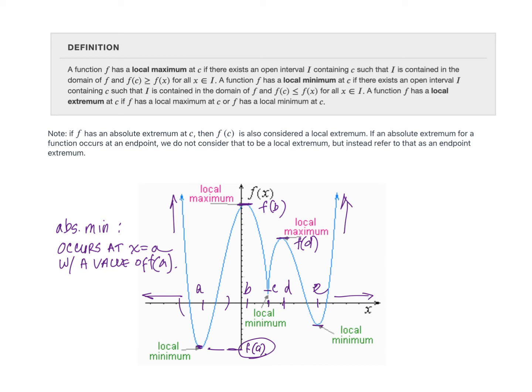So if a function has an absolute minimum or an absolute maximum at a point, it's also considered a local maximum or a local minimum, all right? The absolute extrema are also considered local extrema. If an absolute extremum happens at an endpoint, though, we do not consider that a local extremum. Instead, we consider that to be an endpoint extremum. I just wanted to familiarize you with that terminology.